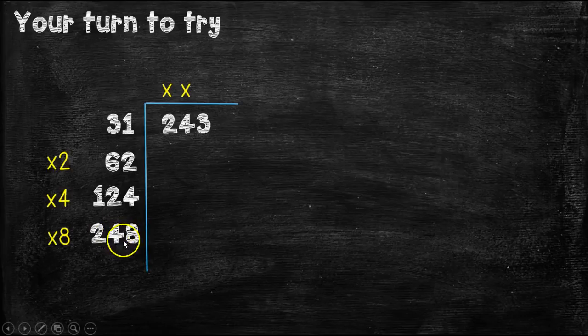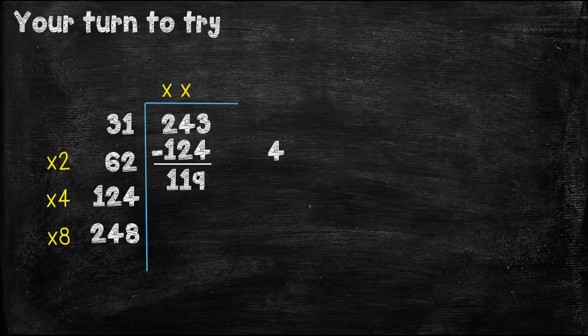So obviously we can't use the 248, so we're going to use the 124. So we're going to subtract 124. But before we do that, we're going to write the 4 over to the side because we know that 124 is 31 times 4. So 243 minus 124 is 119. So we need to keep going.